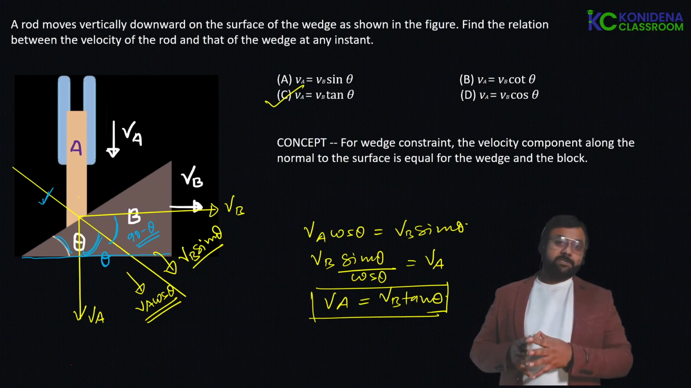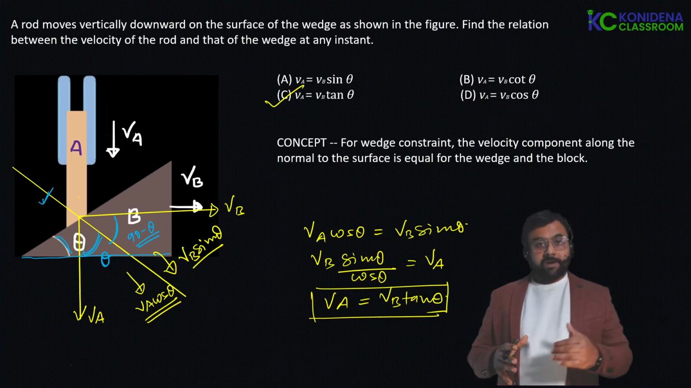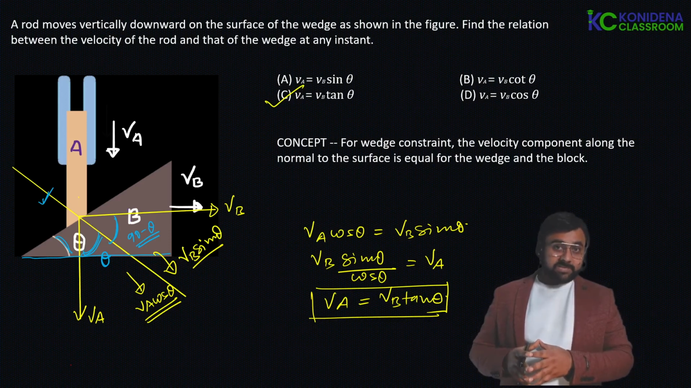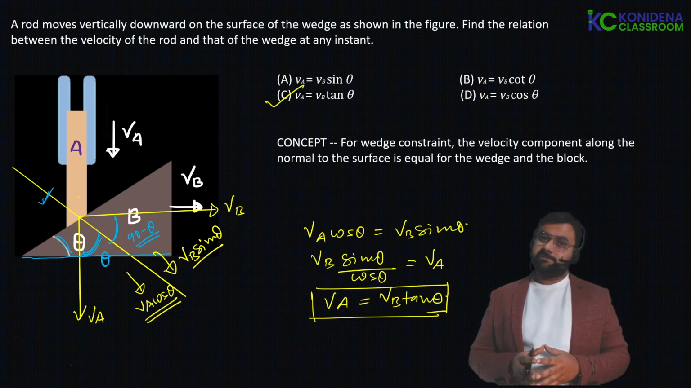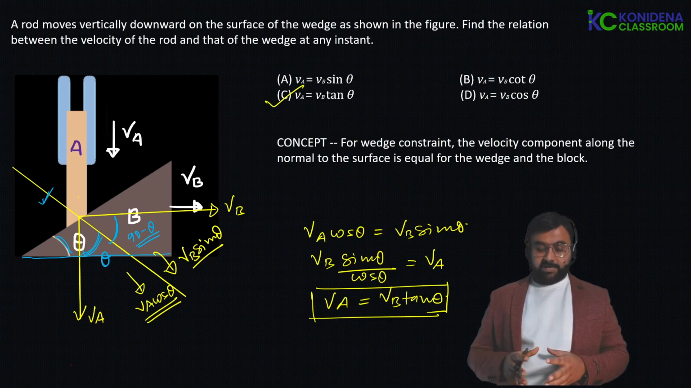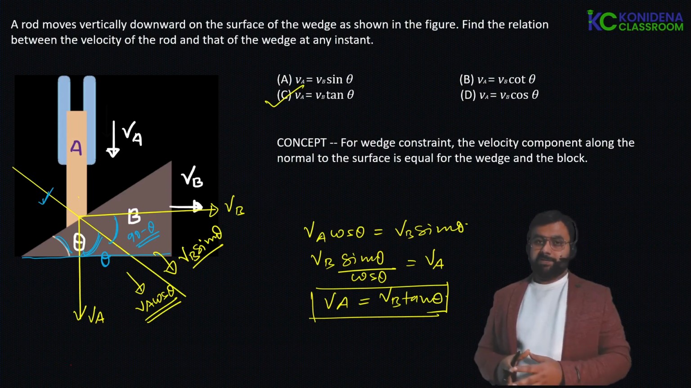So dear friends, always remember the concept that the motion of the wedge and the rod along the perpendicular to the contact surface line has to be same. If that is not same, in that case either the contact will be lost or the rod will break the wedge. Since the rod is coming down and the wedge is going back smoothly, that is why we take the components same. And this is the relation of velocity.